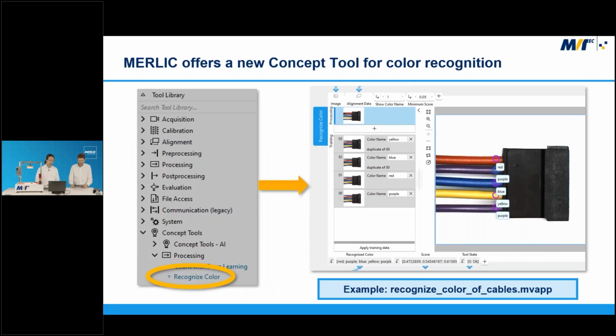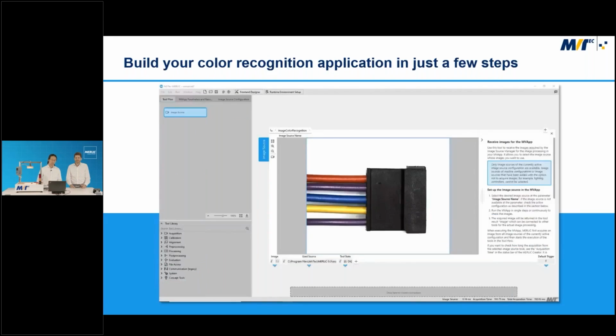So in this slide, you can see the recognize color tool can also be found under the concept tools processing. And the example, recognize color of cables, is used to recognize different cables. And here we show you how to build your color recognition application in just a few steps. As usual, we need to find the correct tool.